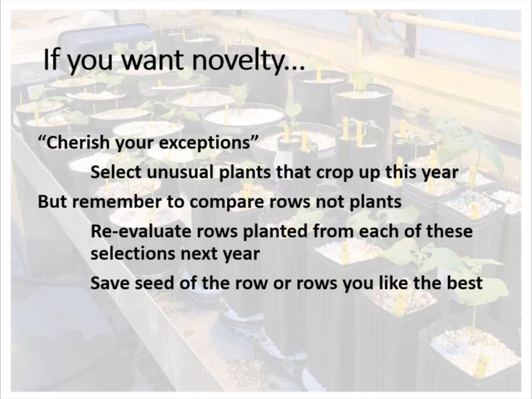So if you want novelty, go ahead and select your unusual plants from this crop year. And even if it's kind of a brown or beige looking seed, that could be your F1, your original cross. Plant those seeds out and you might be really surprised at the beautiful colors and patterns that you get when you look at the F2 generation. So cherish your exceptions, but again, remember to compare rows and do selection when you see rows rather than just plants. And at the end of the day, save the ones that you like the best. May I have the next slide?